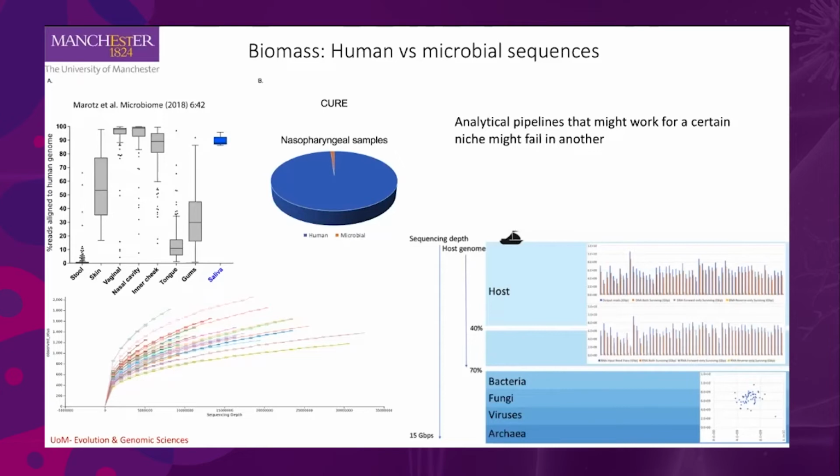When we compare these, for example, to saliva or the nasal cavity, and as we have seen the nasopharynx in Cure, things are quite different. Over there, we have about 90 to 99% contamination of human sequences, which means that if we use a sequencing technology with an output of 1 gigabyte, only a very small percentage of these sequences will carry microbial information.